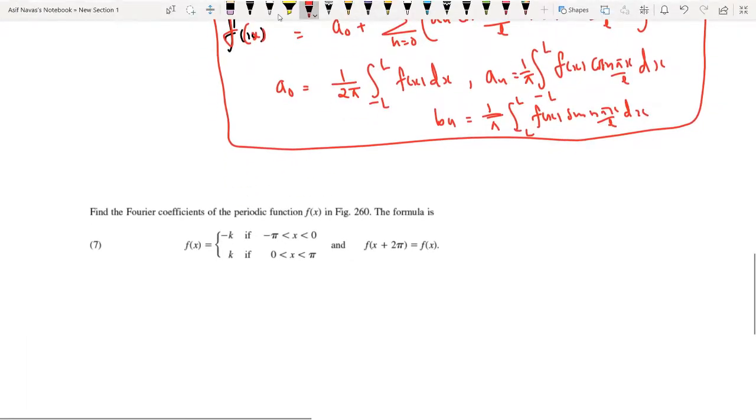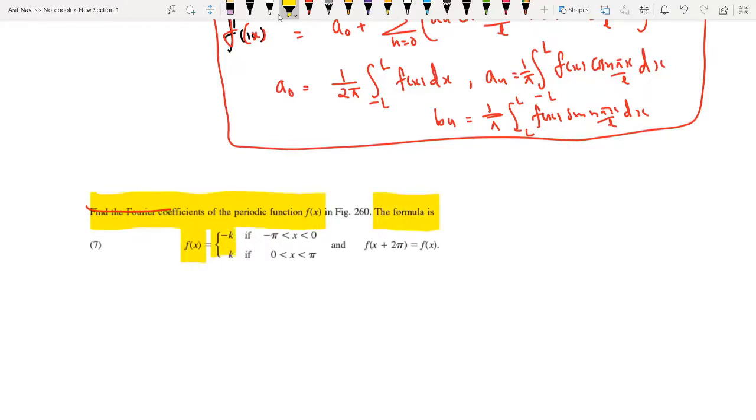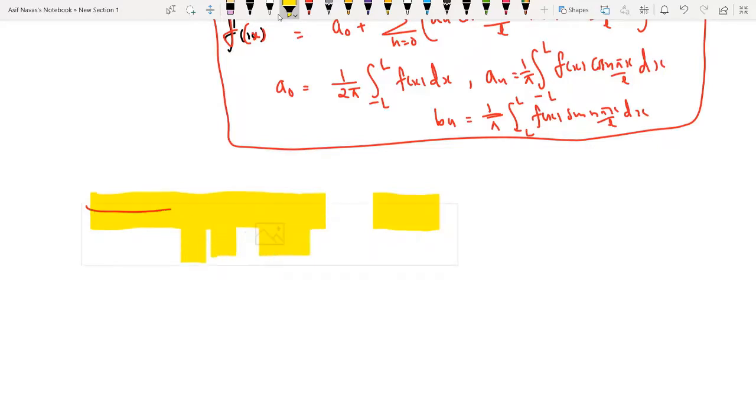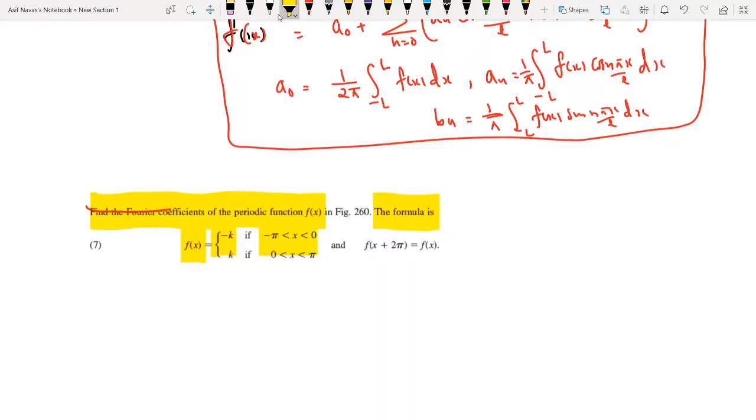Find the Fourier series, the Fourier coefficients of the periodic function f of x, where f of x is equal to minus k if minus pi less than x less than 0 and k if 0 less than x less than pi, and f of x plus 2 pi is equal to f of x. So first we will do the solution.